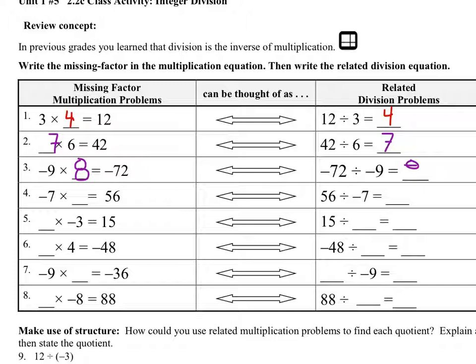I almost made that negative. That's better. Alright, then number 4. Negative 7 times what is 56? Yes. Negative 8. Bam. Why does this have to be negative, you guys? Yes. Negative. There you go. Then 56 divided by negative 7 would, again, be negative 8.